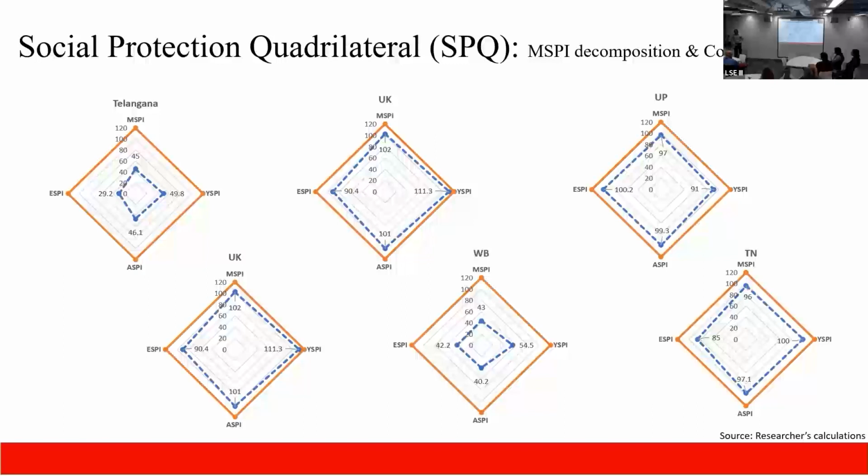Likewise, in the case of West Bengal, you can see that because one scheme is not available, the structure is very small, representing that they have a smaller social protection coverage or framework in place.